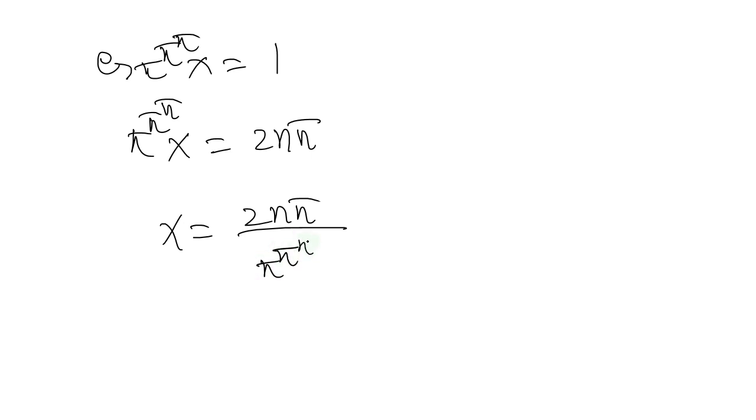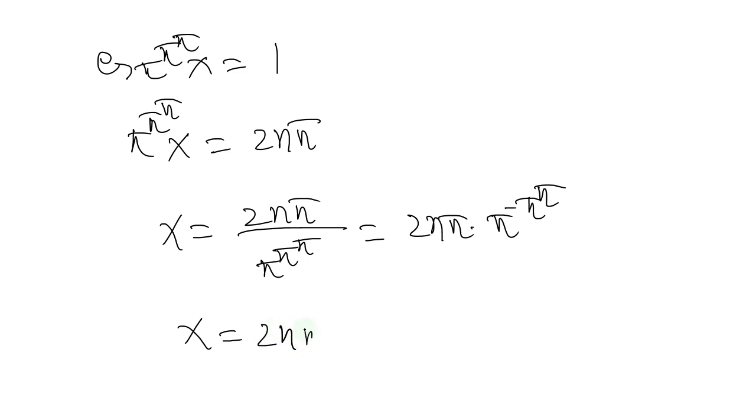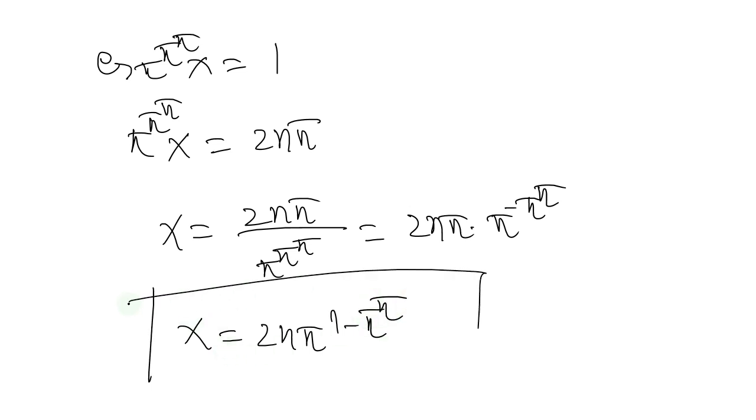pi to the pi, and then we're going to send this one to the numerator. This is going to be 2n pi times pi with the negative power, minus pi to the pi. So our x then is going to be what? 2n times pi to the power of 1 minus pi to the pi. Okay guys, so this is the solution for this problem here.